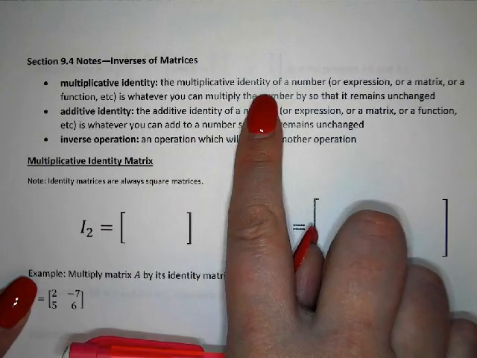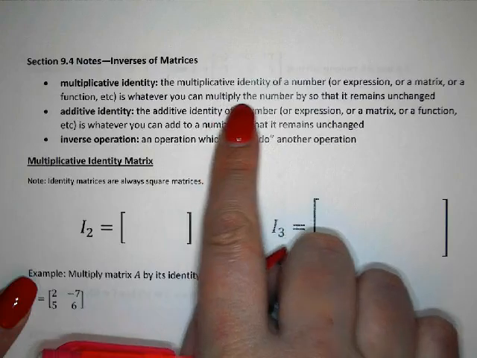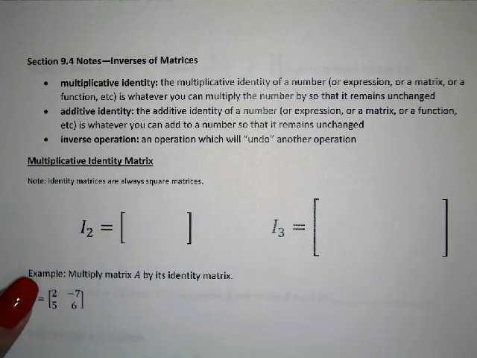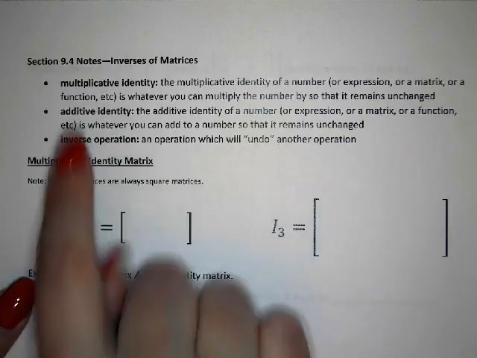But the multiplicative identity of a number is whatever you can multiply the number by so that it remains unchanged. So the multiplicative identity for any number is just 1. If I multiply any number by 1, I just get the number itself. So that's the multiplicative identity.